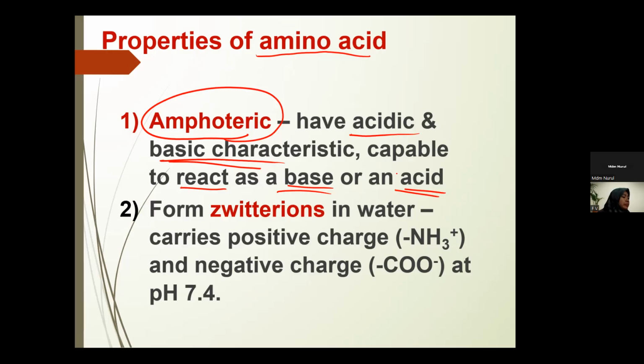Okay, number 2. Amino acid can form Zwitter ion. Amino acid can form Zwitter ion in water. Okay, boleh membentuk Zwitter ion bila dia dalam air. As it will carry positive charge NH3+ and negatively charged COO- at pH 7.4. Okay, pH 7.4 is our normal blood pH. pH darah yang normal 7.4.